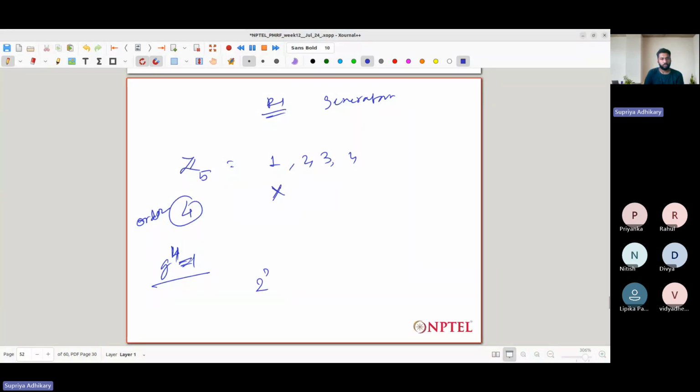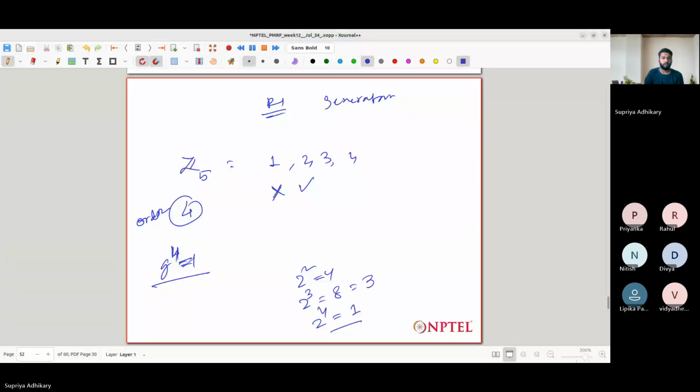What about 2? So 2 squared, as we know, is 4, and then 2 cubed is 8, and in modulo 5 we can write it as 3, and then 2 to the 4 is actually equal to 1, because that is 16, and in modulo 5 that will be 1. So 2 has order 4, because 4 is the lowest power such that 2 to the 4 is 1.